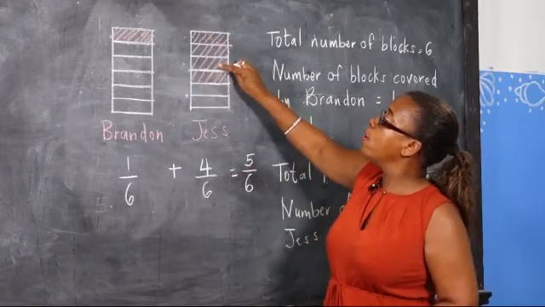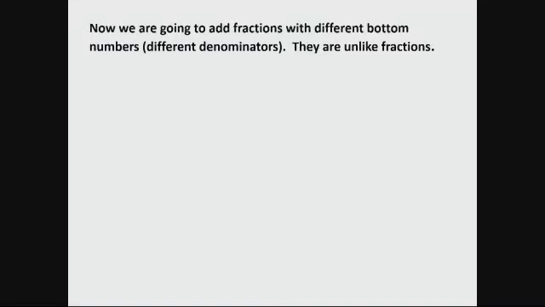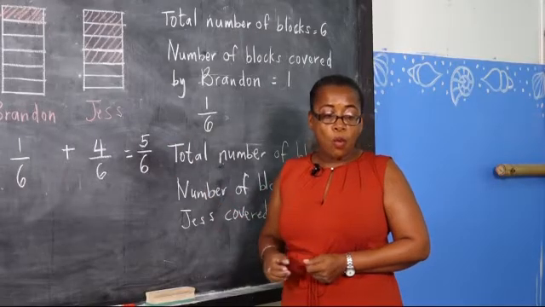1, 2, 3, 4, 5. Great. So, with this example, we have add fraction with the same denominators. They are the like fraction. They are alike. Now we will move on.